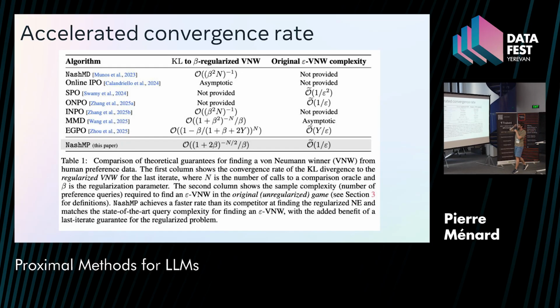Okay, and I will not go too much into detail. This is a comparison with different algorithms in the literature. There is the Nash MD algorithm, which Michel may have presented this morning, which is in between this Nash Mirror Prox I just presented and Mirror Descent, and other algorithms, like this variant of DPO that you may know.